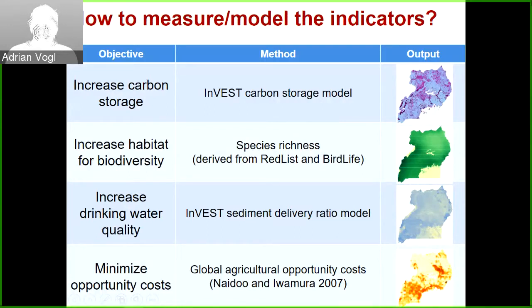In the Uganda case, for increased carbon storage, we did use the INVEST carbon storage model. Habitat for biodiversity was based on data on species richness and the distribution of species around the country. So it was more of a simple index model based on data from Red List and BirdLife. For drinking water quality, we used the INVEST sediment delivery ratio model to look at erosion and the change in erosion and sediment that reaches streams as a benefit from activities. And then I mentioned for opportunity cost, we used the value of agricultural production from this global study. So it's a mix of process-based models and simple empirical models to generate these outputs for Uganda.